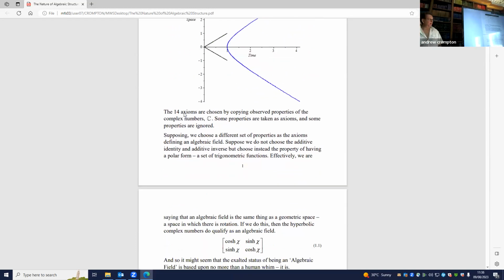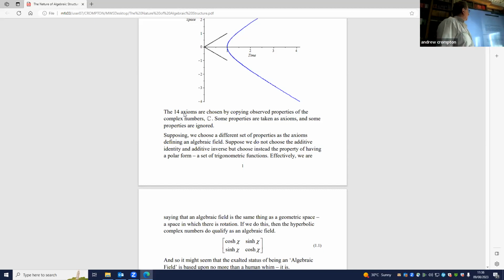Right. If we ask where these 14 axioms come from, the truth of the matter is they're copied out of the complex numbers. People like David Hilbert sat down, looked at the complex numbers, wrote down 14 properties of them, and said, they're the 14 axioms of an algebraic field. They ignored some of the properties of the complex numbers, and they picked on others. We can equally decide to look at the complex numbers, pick out 14 different properties, and declare that to be an algebraic field. And I'm going to do that.